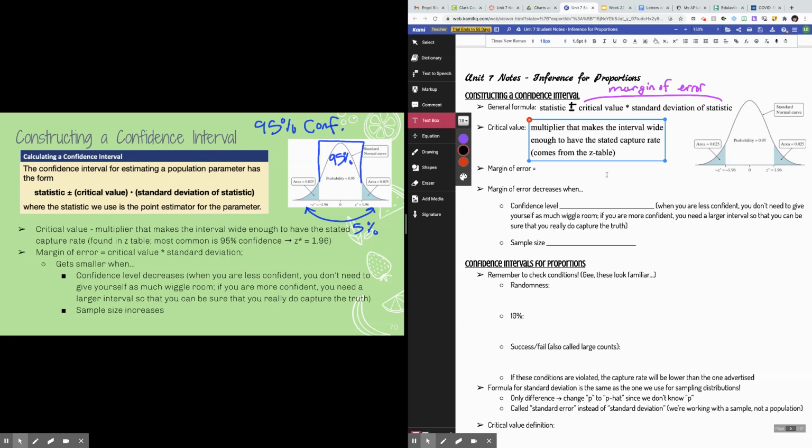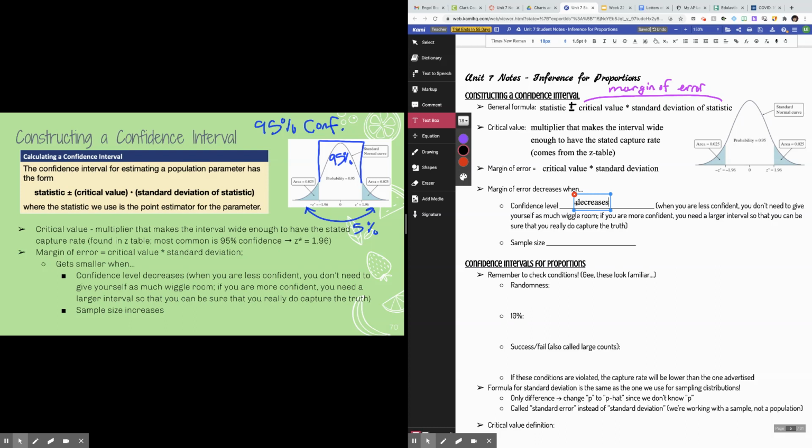Okay, so your general margin of error, and I already wrote it up here for you at the top, your margin of error is your critical value times your standard deviation. Okay, and we have lovely formulas for standard deviation. Okay, so a couple of quick things that we've touched on, but here's your actual reason why this happened. Your margin of error will decrease when your confidence level decreases. Okay, and I wrote out why for you on your notes.